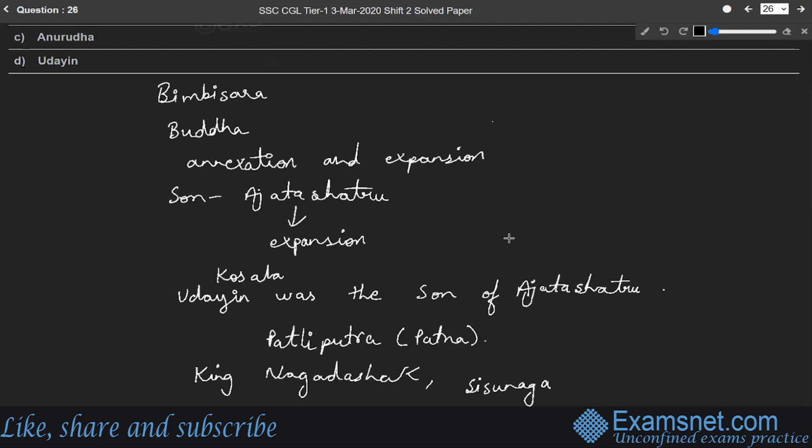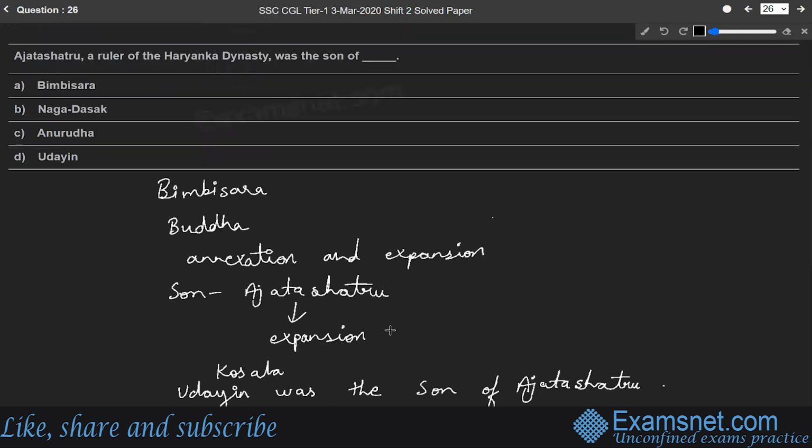And for this question, the correct answer will be Bimbisara, because Bimbisara was the founder of Haryanka dynasty and his son was Ajatashatru. So Ajatashatru was son of Bimbisara. So for this question, the correct option will be option A. I hope you are clear with this question. Udayin was the son of Ajatashatru. Nagdashak was the last king of Haryanka dynasty. So the correct option is option A here.